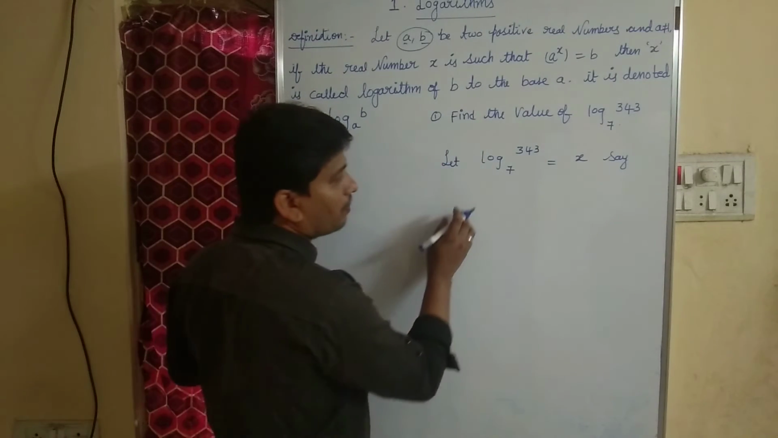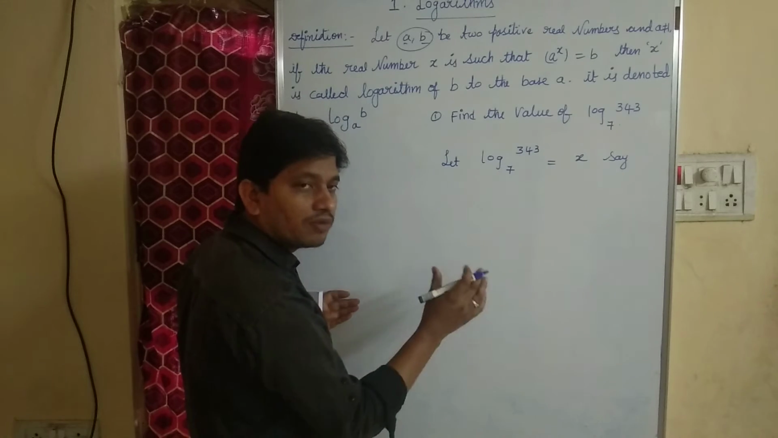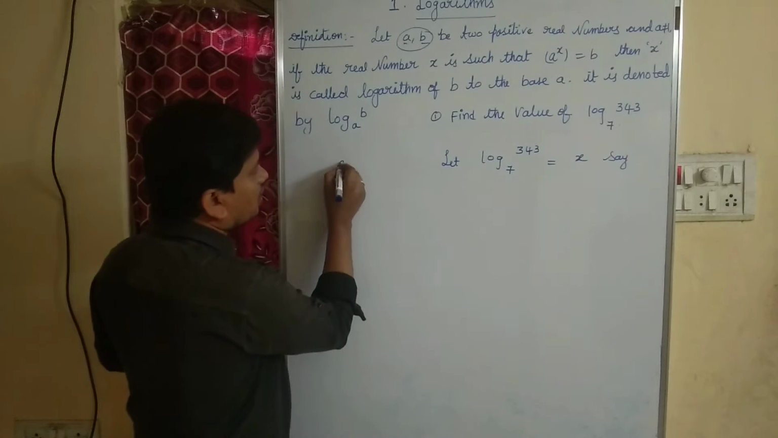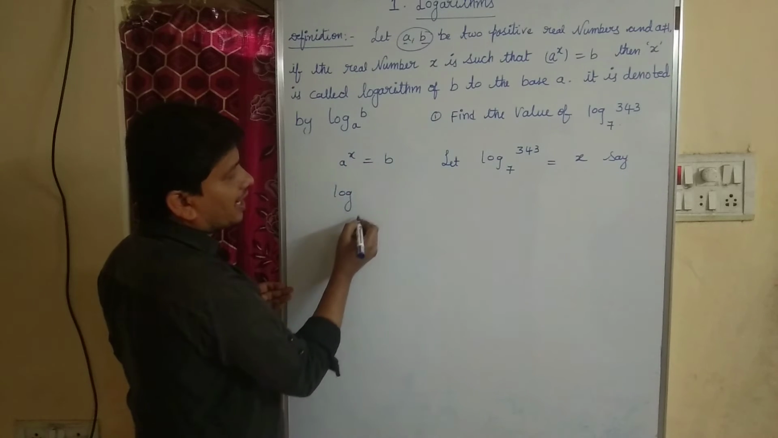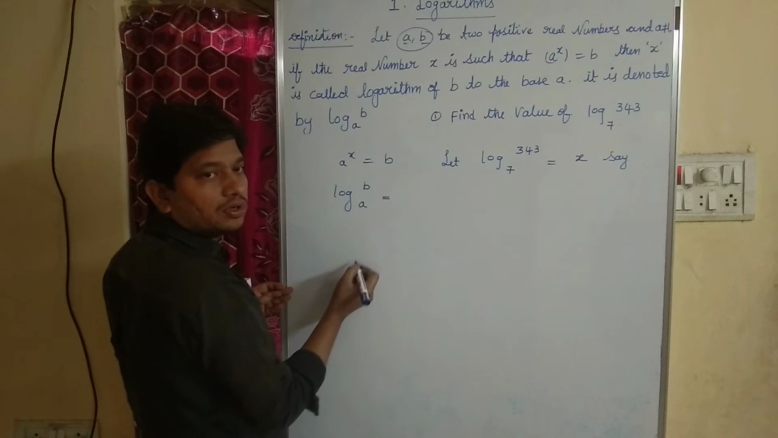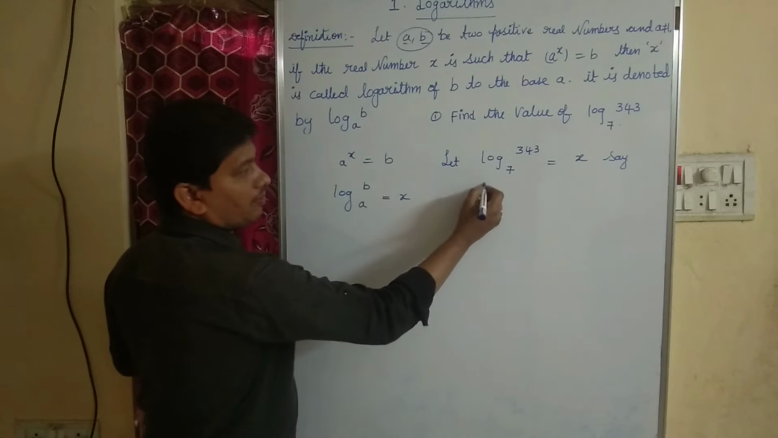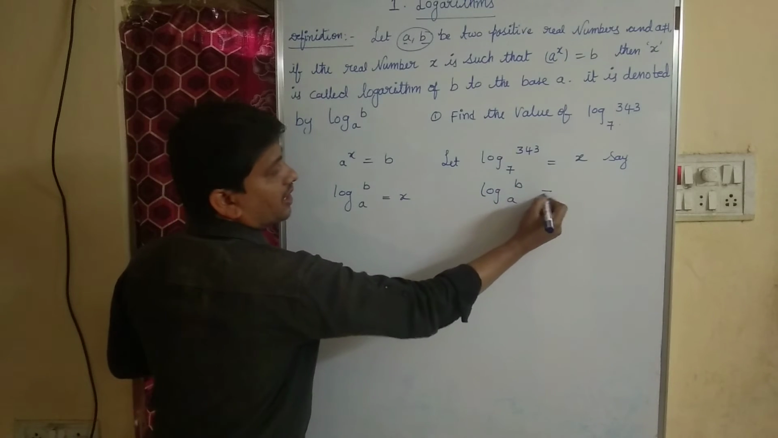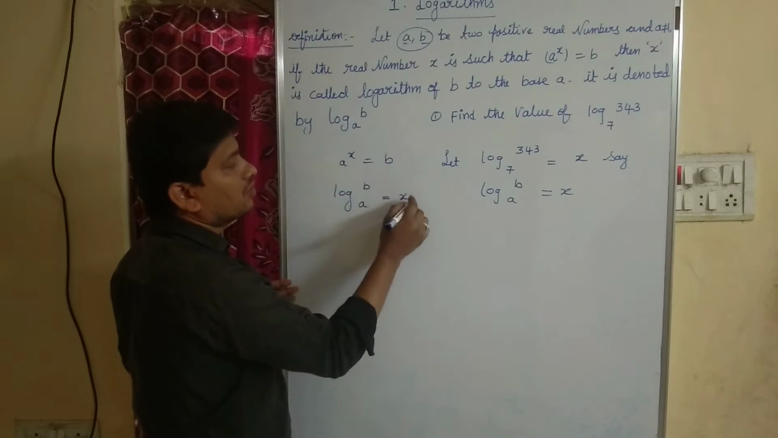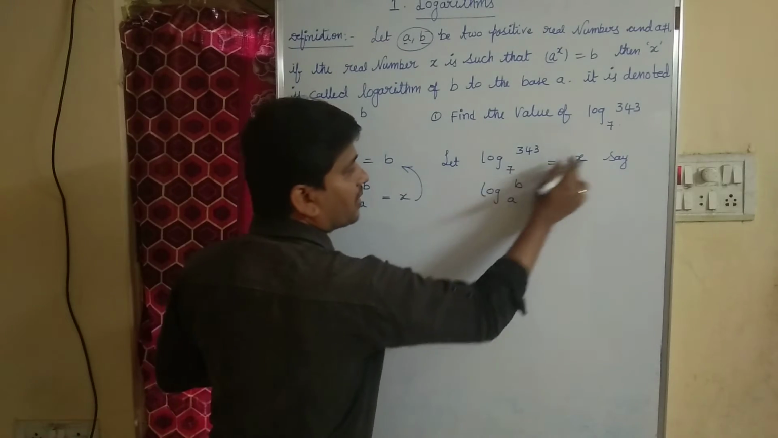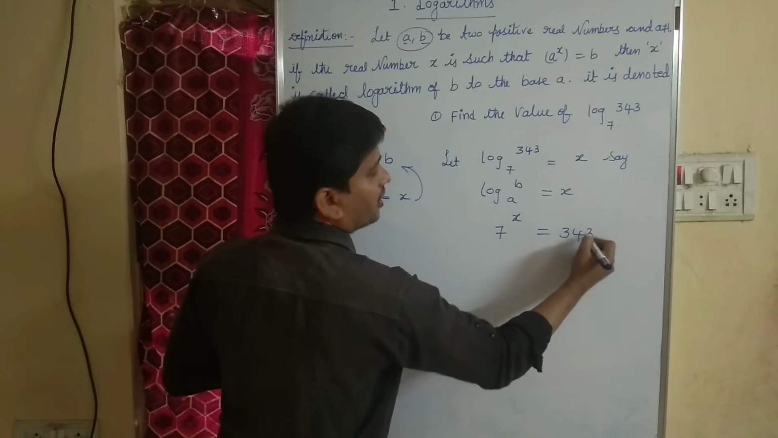Now see, this is called logarithmic form. We can convert logarithmic form into exponential form. This is called our exponential form. If a power x is equal to b, then I can write x is equal to log b to the base a. Here a is nothing but 7, so 7 power x is equal to b, which is 343.